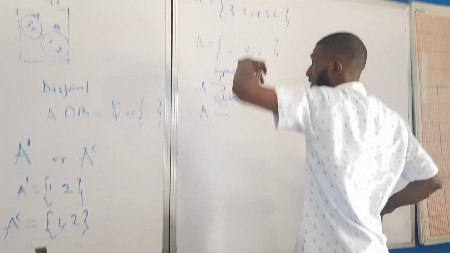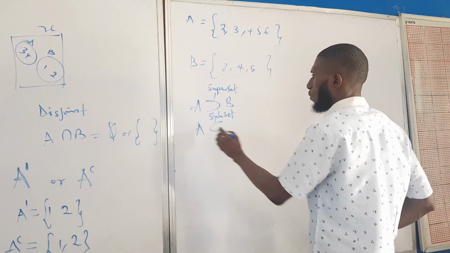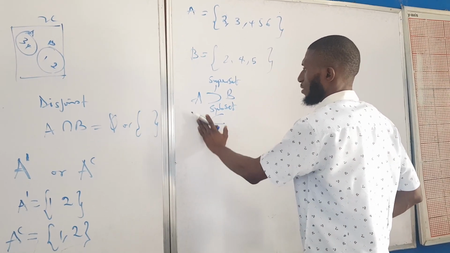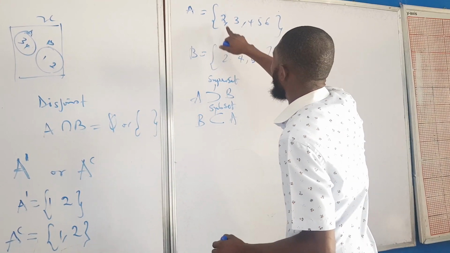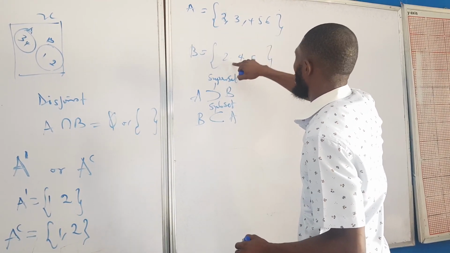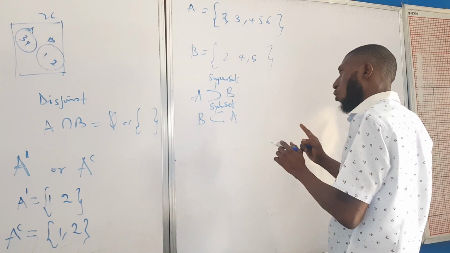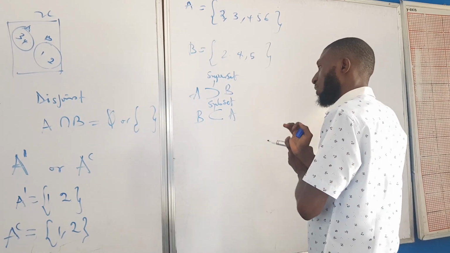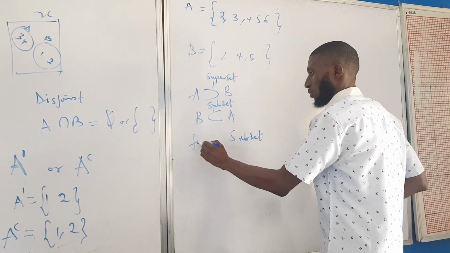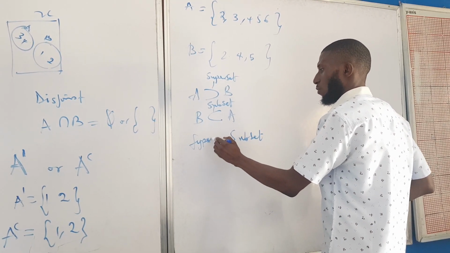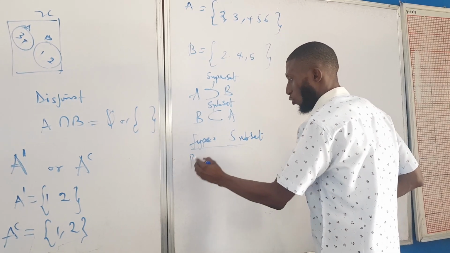Then A is a superset of B, while B is a subset of A, which means that A contains what B contains, and even more. But we have two types of subset. Types of subset. We have one, proper subset.